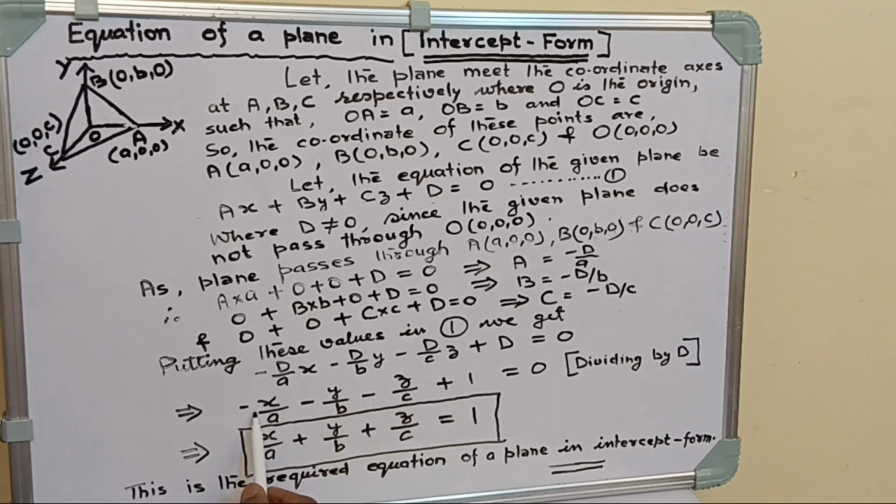Taking these three terms to right side, minus x by a becomes plus x by a, minus y by b becomes plus y by b, minus z by c becomes plus z by c, is equal to 1. The x by a plus y by b plus z by c is equal to 1. This is the required equation of a plane in intercept form. It is called intercept form. This is the required equation of plane in intercept form.